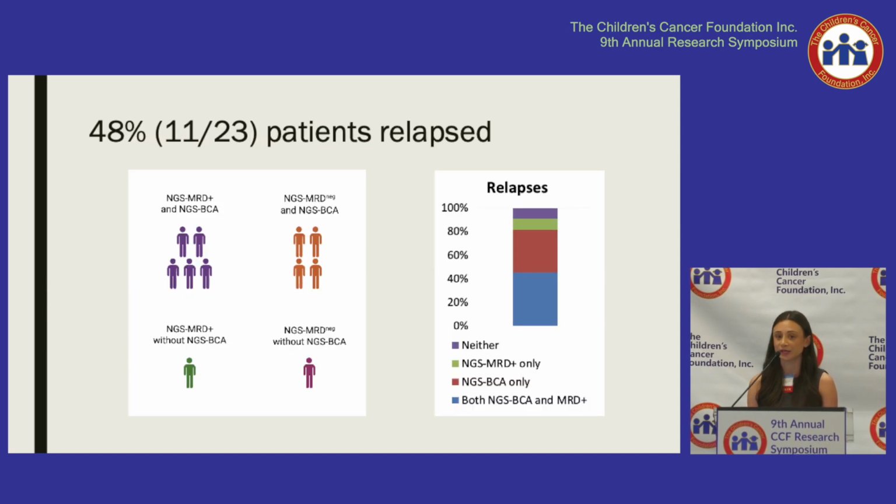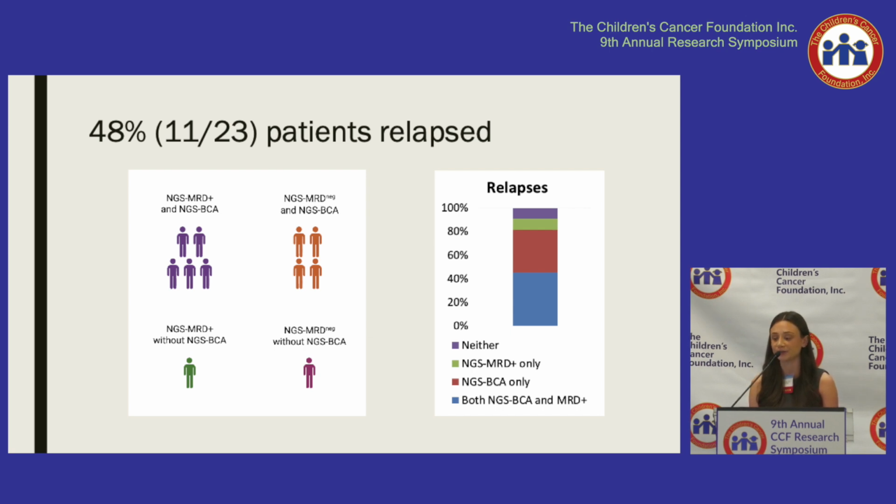Out of our 23 patients, 11 of them, or 48% of them, did eventually relapse. As you can see in the bottom patient, there were 5 patients who were NGS MRD positive and had NGS B-cell aplasia at day plus 28, and those are of patients who relapsed. And then to the right in the orange is NGS MRD negative patients who also had B-cell aplasia.